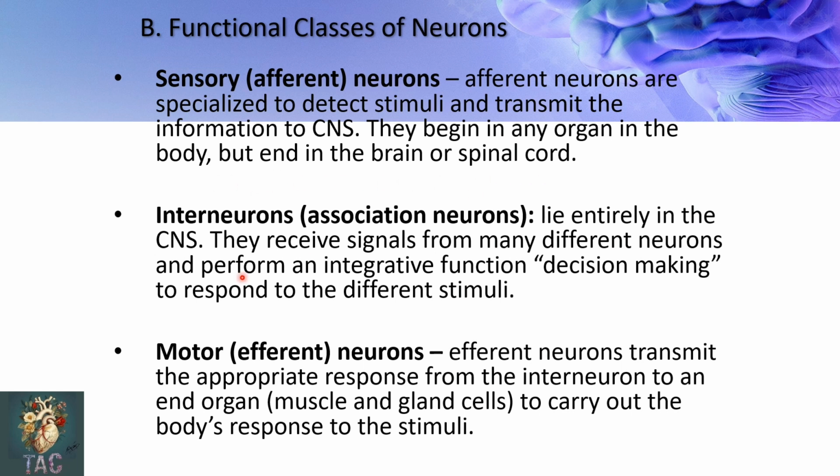The interneurons are also called the association neurons. They lie entirely in the central nervous system. They receive signals from many different neurons and perform an integrative function, that is decision making to respond to the different stimuli. And motor neurons are efferent neurons, transmitting the appropriate response from interneuron to an end organ, that is muscle or gland cell. So this is the functional classification. They may be sensory or afferent, interneurons or association neurons, and motor or efferent neurons.